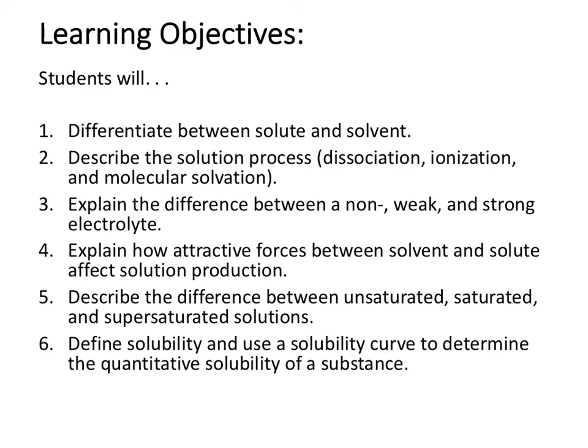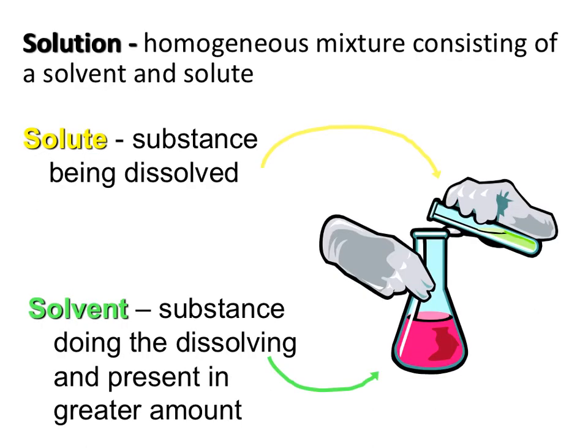And you're going to utilize the solubility curves to tell me how much of a solute is dissolved in a specific value of solvent. So a solution is a homogeneous mixture that consists of a solvent and a solute. We've discussed homogeneous mixtures. They are mixtures that are uniform throughout and have such small particulate that light can pass through these solutions.